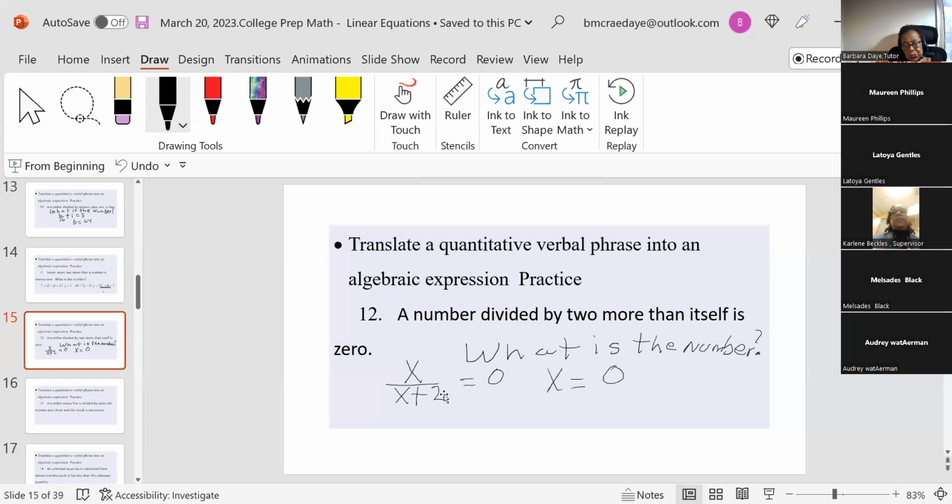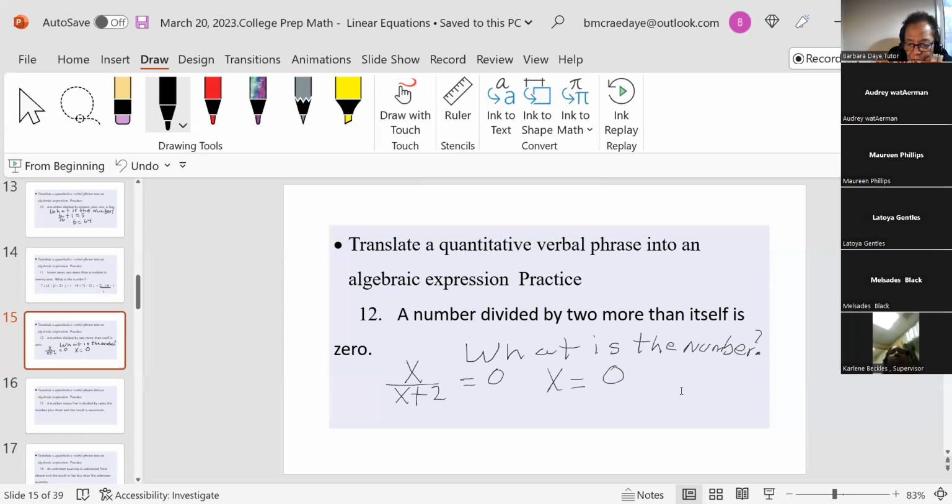So that'd be x over x plus 2. That's correct. And that's equal to 0. Okay, you can just listen. So the number is 0.